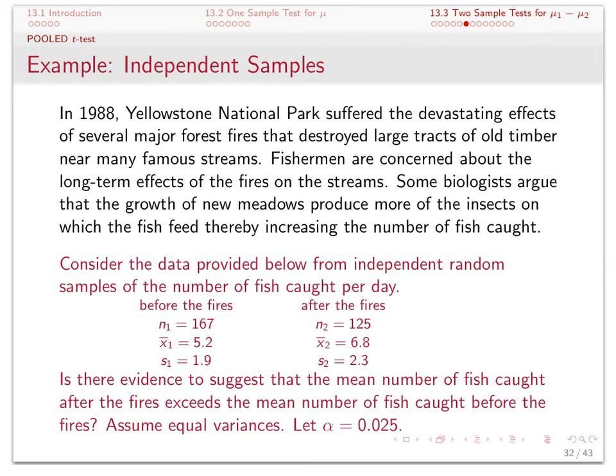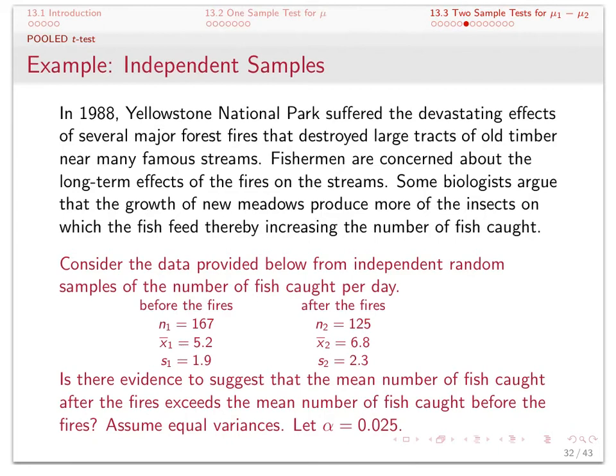So suppose we've visited a Yellowstone ranger station and we've gathered some actual data from fishing reports. So consider the data provided below from independent random samples that give information on the number of fish caught per day. Before the fires, we've got a sample of 167 days, and the sample mean for the number of fish caught per day is 5.2, and the sample standard deviation is 1.9. Then consider an independent random sample of 125 days selected after the fire, where the mean catch was 6.8 fish per day, and the standard deviation is 2.3.